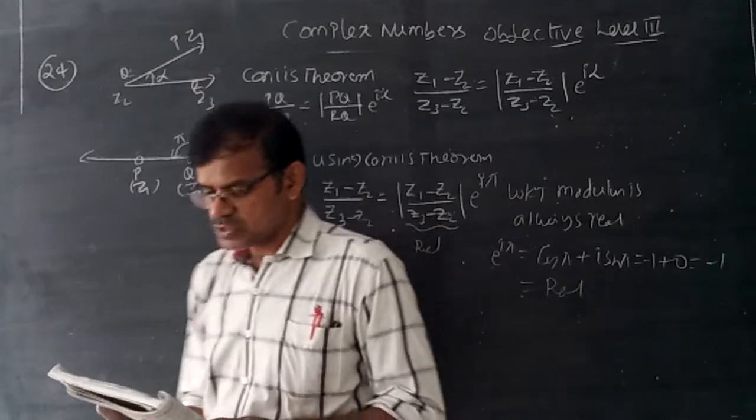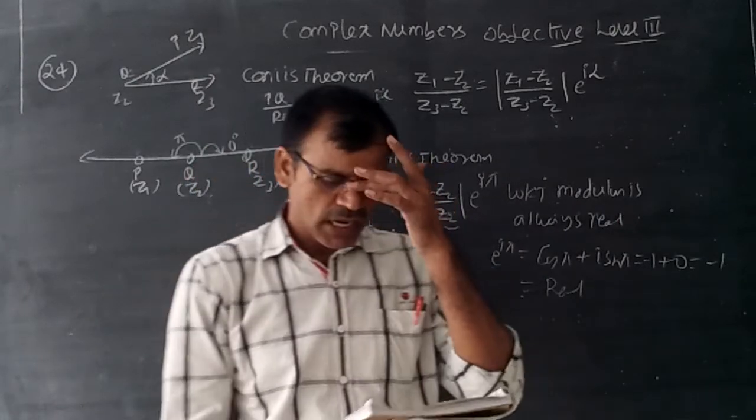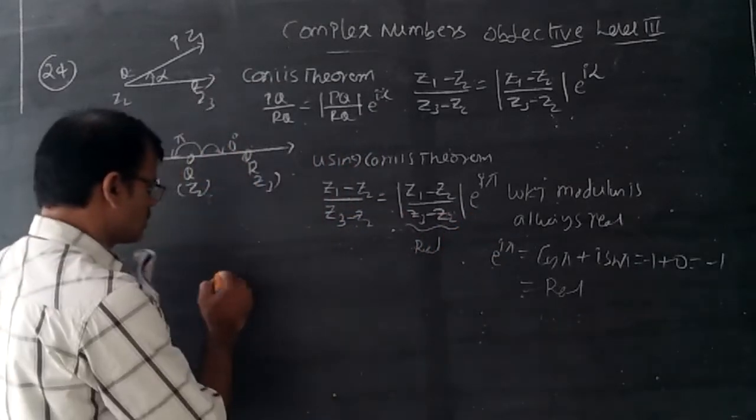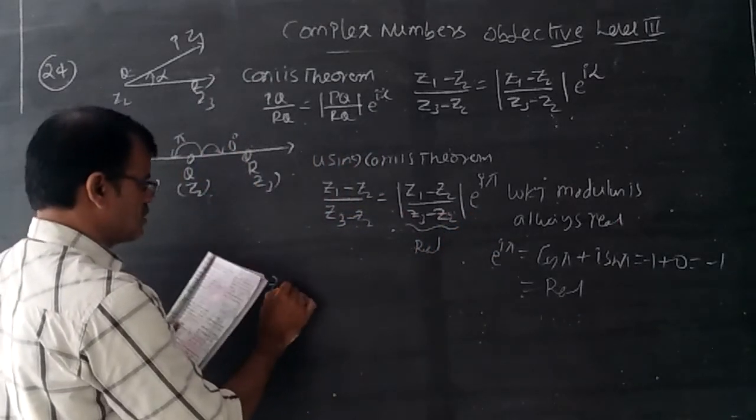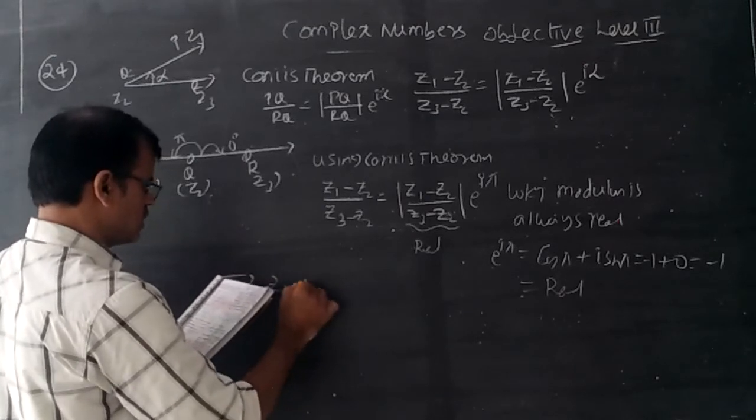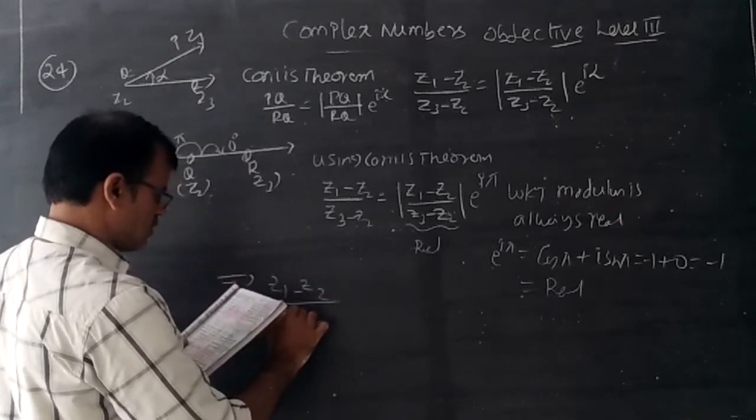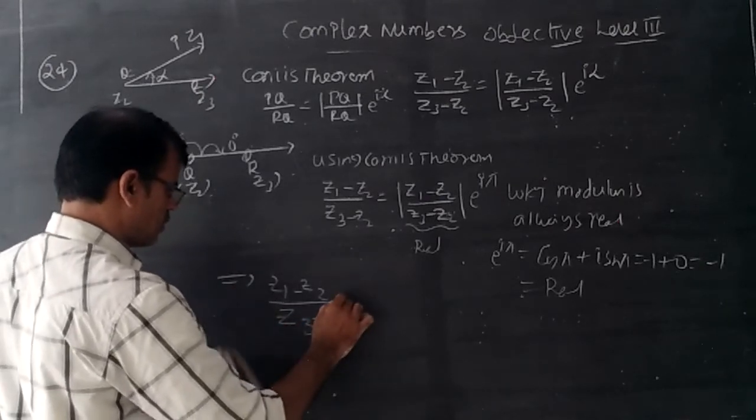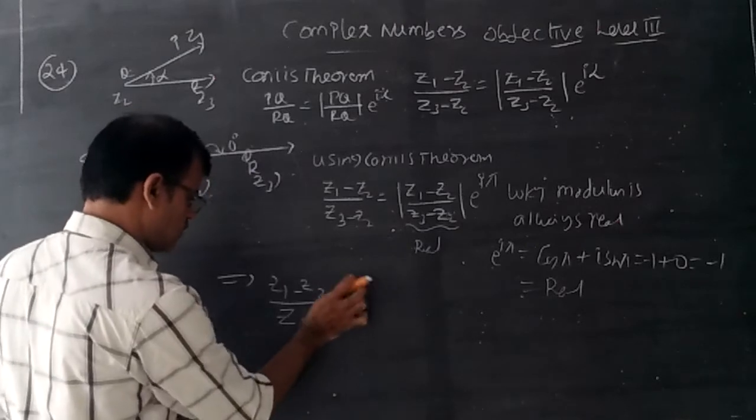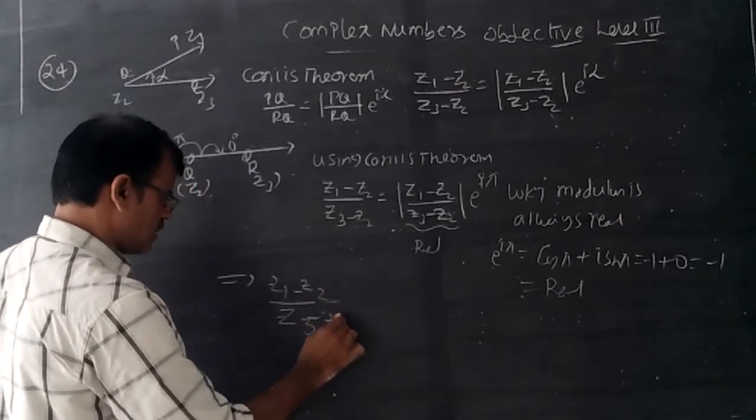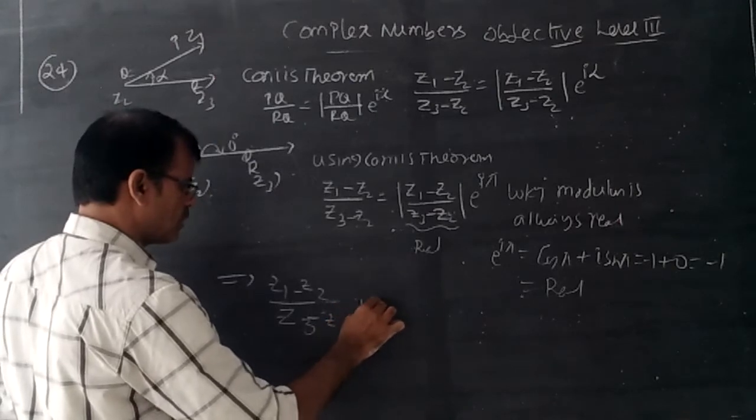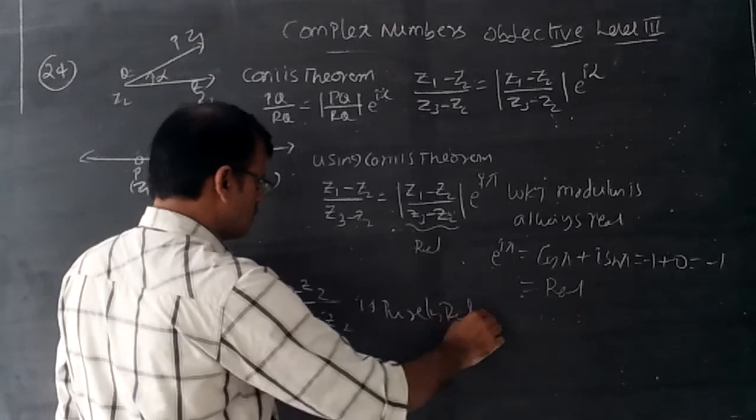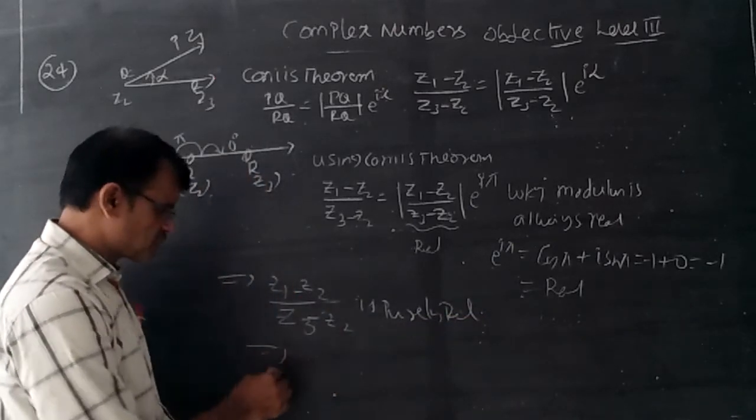Purely real is the first option or the second option. In the second option, plus is there. You should not get plus according to the code. Only the first option. So that implies we can write Z1 minus Z2, Z3 minus Z2, we got. Z1 minus Z3. Z1 minus Z2 by Z3 minus Z2 is purely real, we got now.